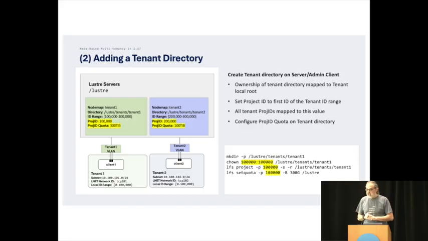And then we add a tenant directory. We make sure that directory is owned by the root user of that tenant, which in tenant 1's case is user ID 100,000. And then we're also setting a quota, and those are the quota commands on the right.